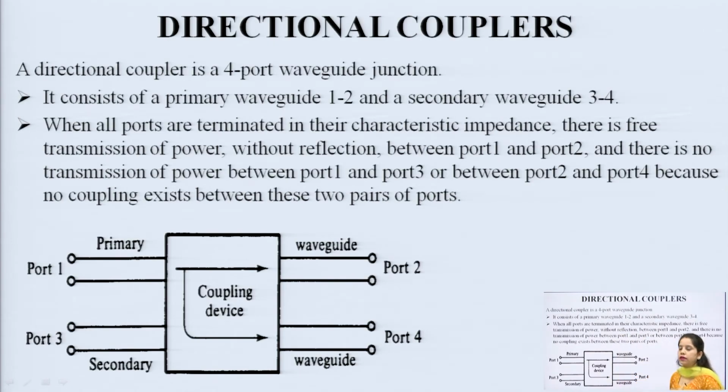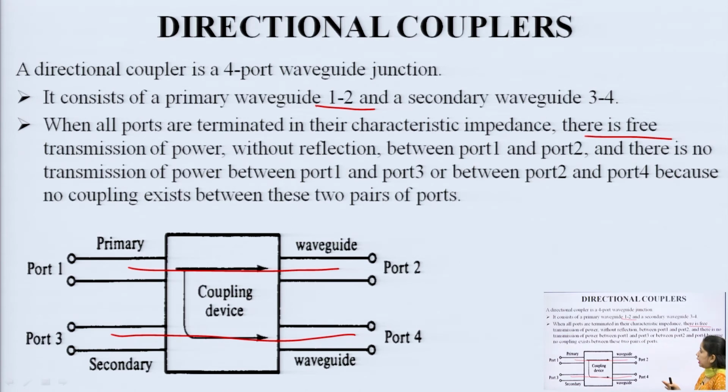Now comes the turn of the directional coupler. A directional coupler is also a 4-port waveguide junction, and it consists of a primary waveguide 1 to 2 and a secondary waveguide 3 to 4. This is our primary waveguide and this is our secondary waveguide. When all ports are terminated in their characteristic impedance, there is a free transmission of power without reflection between port 1 and port 2.